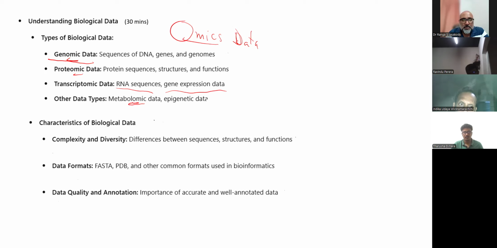I think you've learned this in that small video that we watched last time, right? Omics data, and the characteristics of biological data. Biological data is complex and it's diverse, right? There's a huge amount of data, it's complex data, and it's different types of data from one to another. So we will be looking at the complexity and the diversity of the biological data as well.